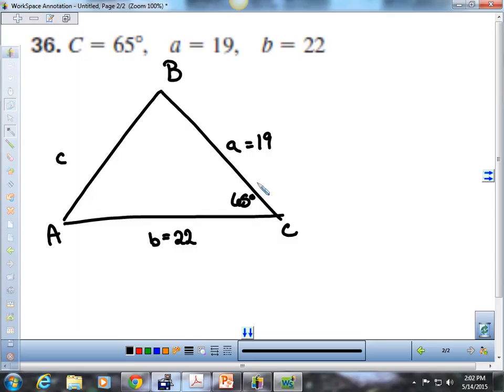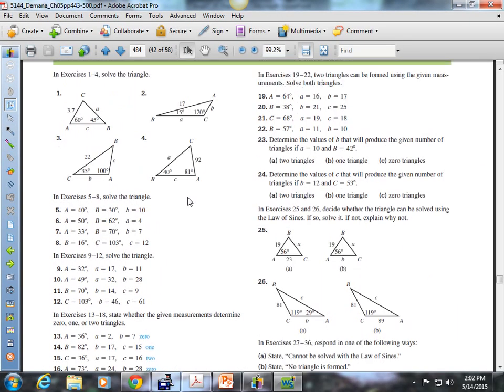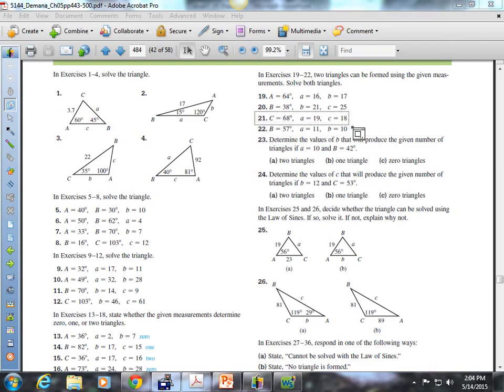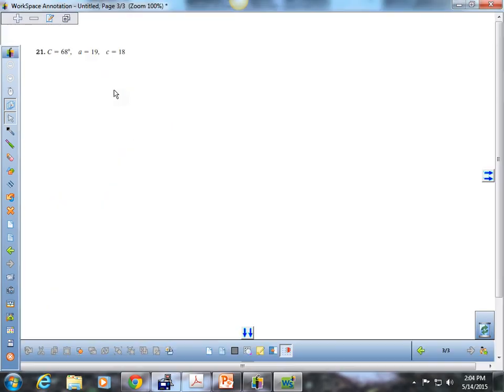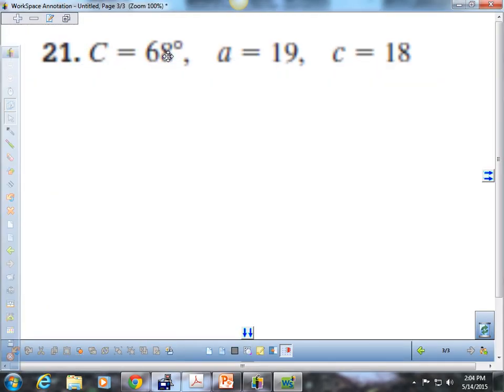Is there another one we'd like to see before we get into notes? Austin, go ahead. 21. Does that fall under the same category? No. 2 triangles can be formed. We need to solve both of them. Okay, do I have a corresponding side angle pair? We do. Okay, so what are we going to say here?